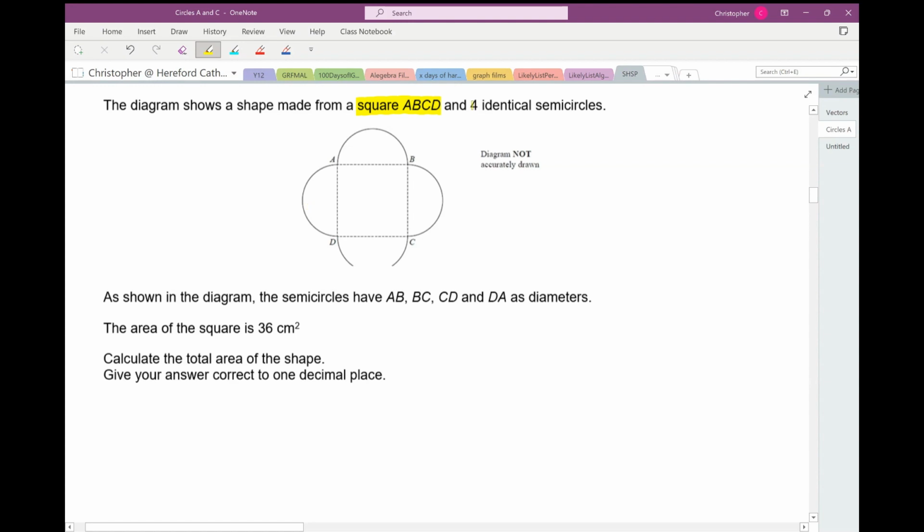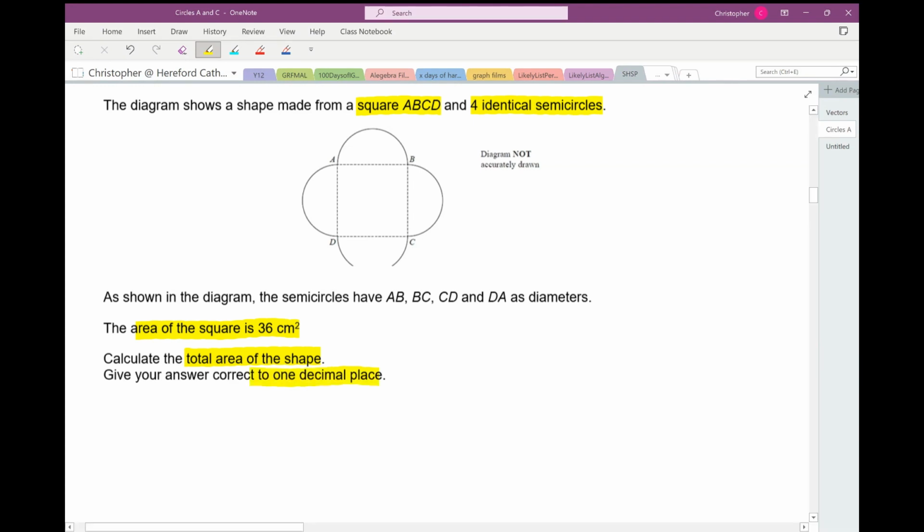Right, the diagram shows a shape made from a square, ABCD, there it is in the middle, and 4 identical semicircles. Okay, now the area of the square is 36 square centimetres, and I need to calculate the total area of the shape. Give your answer correct to 1 decimal place.